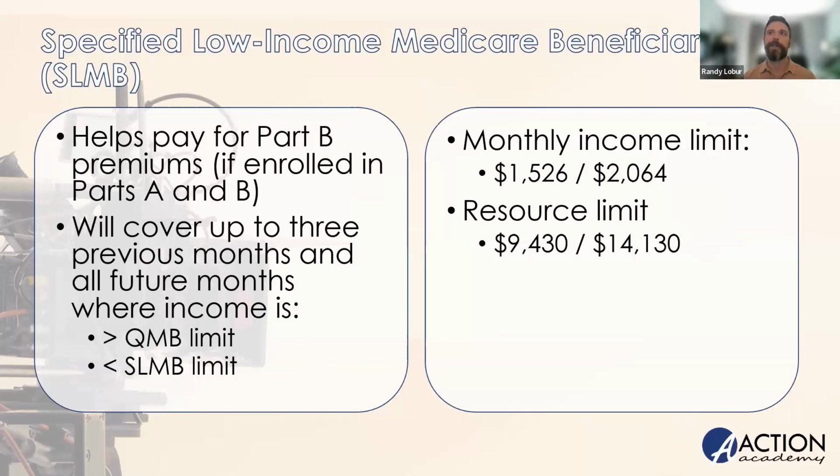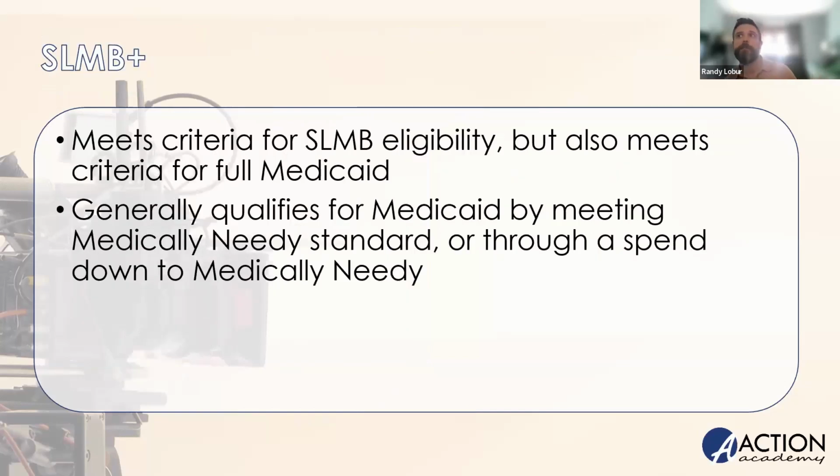So think of this as slimmed down supports, right? If the QMB is the most robust support for the beneficiary, SLIMB is slimmed down. And there is a SLIMB plus variation where, again, that spend down comes into play. So they could meet the criteria for being eligible for the SLIMB program, but that plus tells me they're eligible for full Medicaid as well. And they're either eligible for Medicaid because they're at that threshold, or they have a spend down, in Michigan at least, that's monthly to get them down to that threshold.